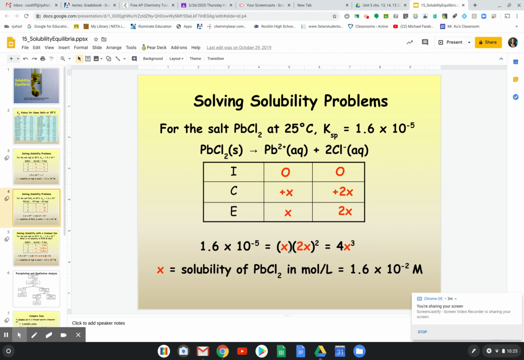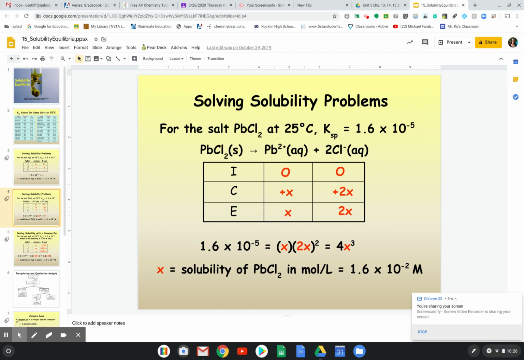Here is another example, but this time I have lead(II) chloride. I've looked up the equilibrium solubility product constant for lead(II) chloride. It was on slide 2, or you can look it up in the back of your textbook. This is the Ksp for the lead(II) chloride at room temperature. Once again, you have to make sure that you write your equation.